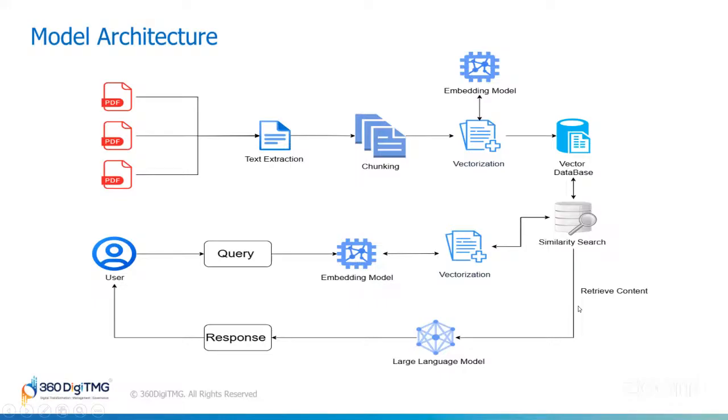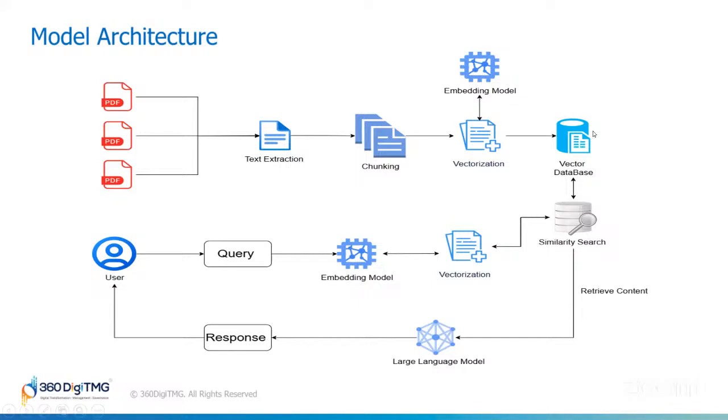Once you retrieve the data from the vector database, it will pass it through the large language model. Why are we using the large language model? Basically, this is our RAG approach. So what is a RAG approach? Retrieval augmented generation. So what will it do?